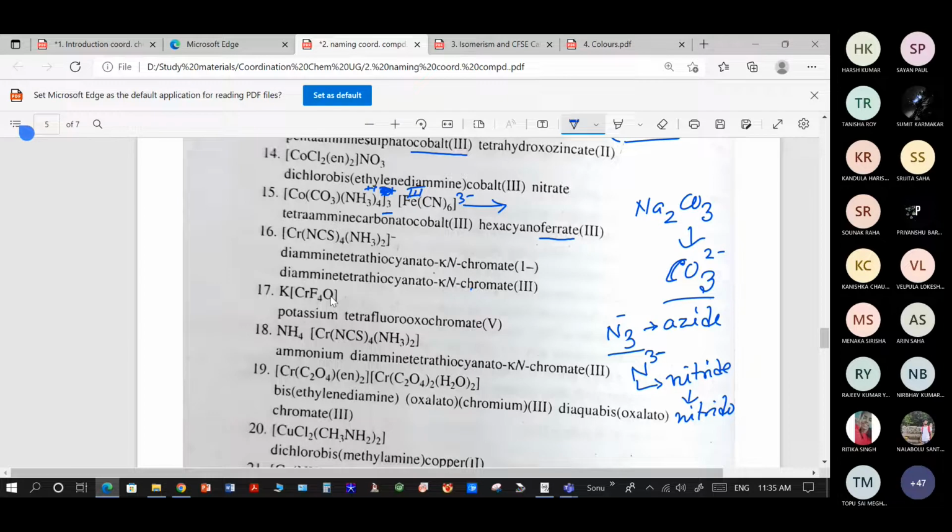This one, this will be said oxo. Okay. So O is 2 minus charge, then fluoride is 1 minus charge. So there will be a total of 6 minus charge. So chromium must then be in the +5 oxidation state, then only it will be electrically neutral, because potassium is 1 plus. So first name the cation, potassium, and then the anionic part. So in the anionic part, which ligands are there? Oxo and fluoro. So fluoro will come first, then the oxo. How many fluoro are there? 4.